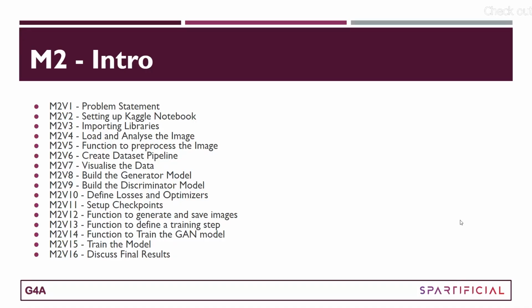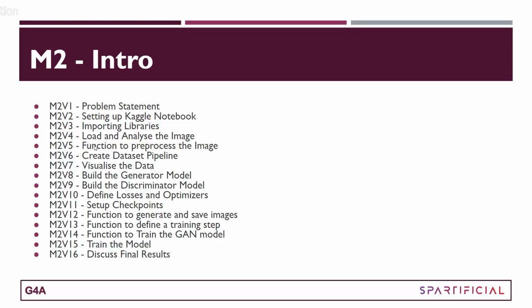Hi everyone. I welcome you all to the second module of this program that's on GANs for astronomy. Now over here, given that you've understood the concept of GANs from the previous module, now it's time to implement all of that with the help of one project in this module. And for that, I have divided this module into 16 different videos, starting from understanding the problem statement, setting up the Kaggle notebook, getting your libraries, analyzing the image that you are having for this data set.